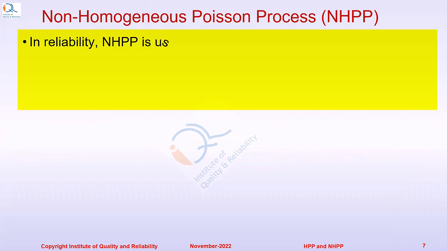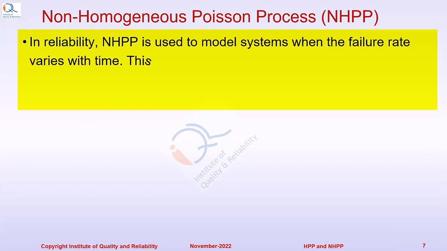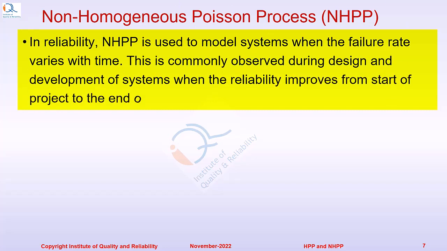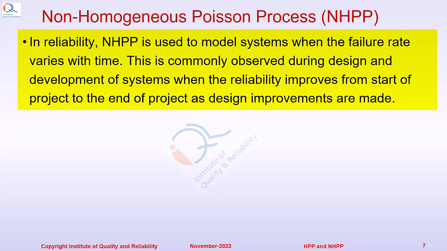In reliability, NHPP is used to model systems when failure rate varies with time and does not remain constant. This is commonly observed during design and development of systems when the reliability improves from start of project to the end of project as design improvements are made whenever failures are observed and corrective action is taken.